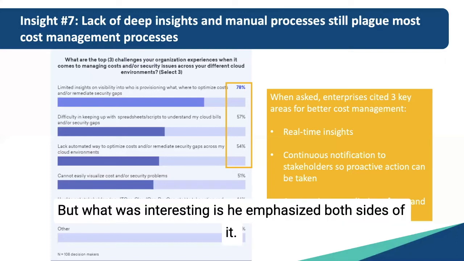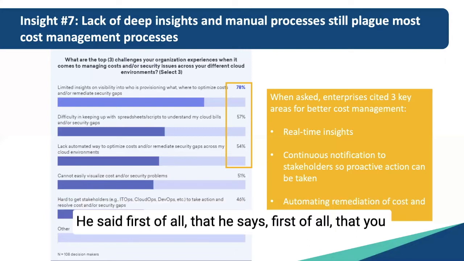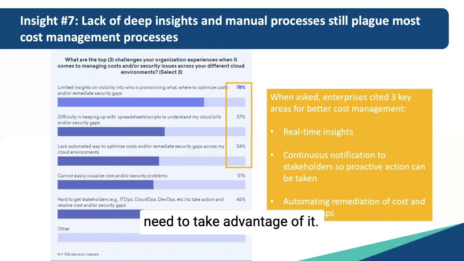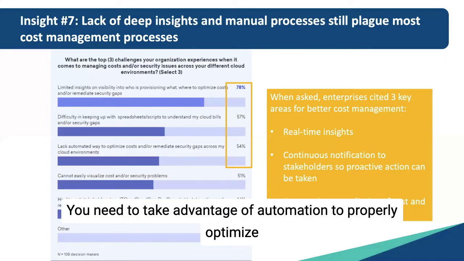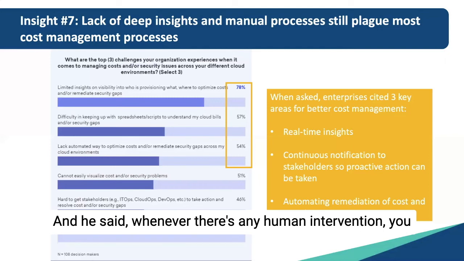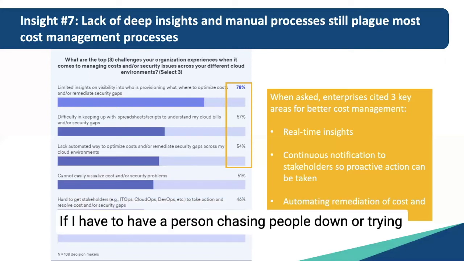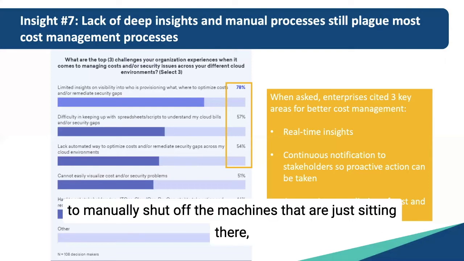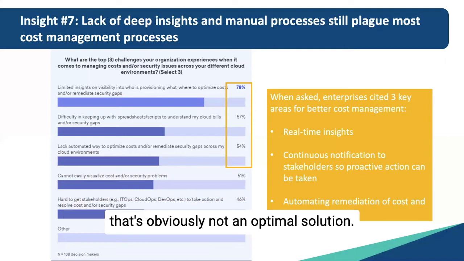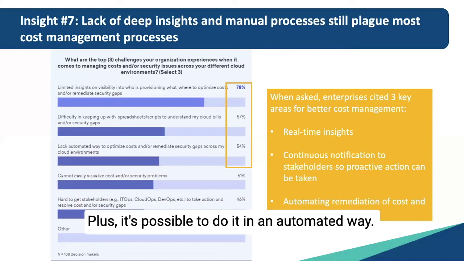But what was interesting is he emphasized both sides of it. He said, first of all, that you need to take advantage of automation to properly optimize what you're doing. And he said, whenever there's any human intervention, things are not optimal. If I have to have a person chasing people down or trying to manually shut off machines that are just sitting there, that's obviously not an optimal solution. And plus, it's possible to do it in an automated way.